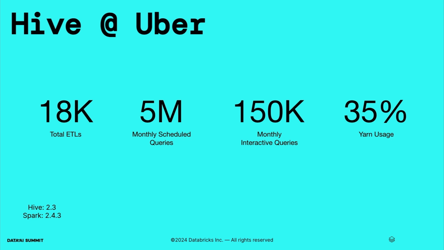This was the scale of Hive at Uber. We had around 18,000 total ETL workflows, which contributed to about 5 million monthly scheduled queries. We also had about 150K monthly interactive queries. All of this together contributed to about 35% of total YARN usage at Uber. We were primarily using Hive on Spark, and the versions that we were on were Hive 2.3 and Spark 2.4.3.